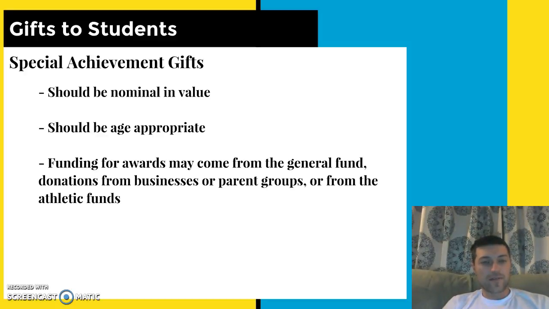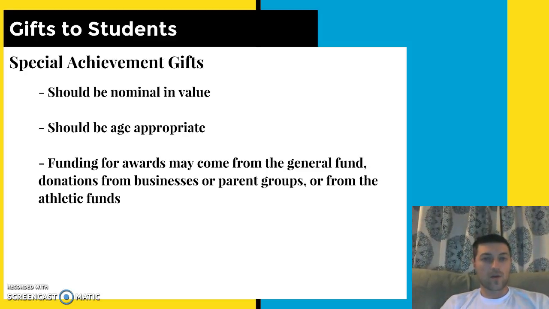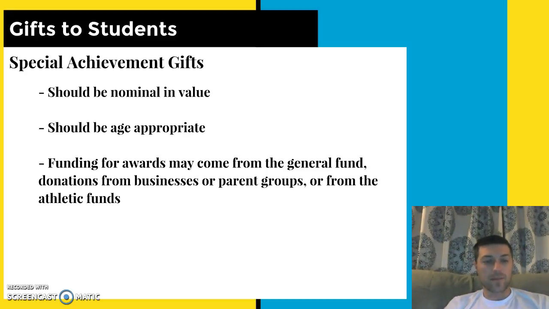Special achievement gifts, the value of those again should be low. They should be age appropriate, and funding for awards should come from the general fund. So these would be things like a student gets on the honor roll and you give them a $5 Sonic card. Something that's minimal, something that's age appropriate.